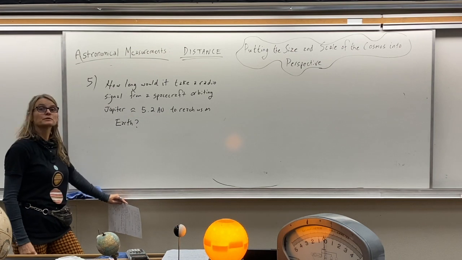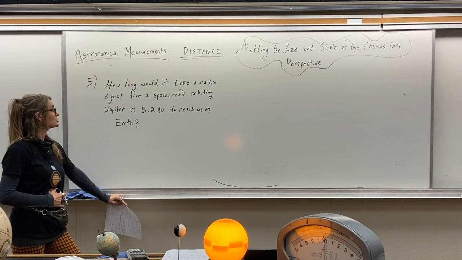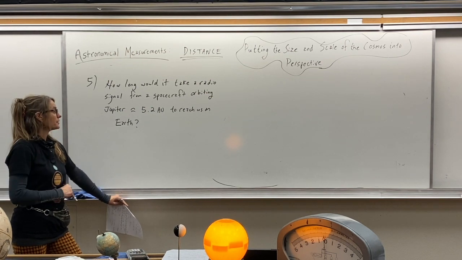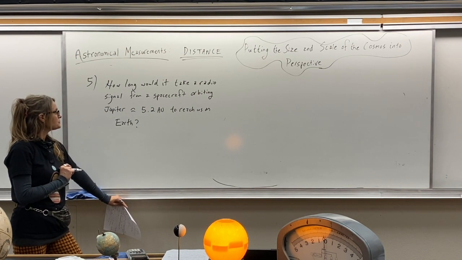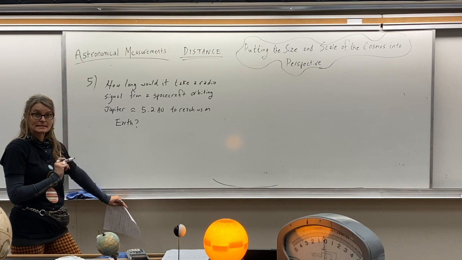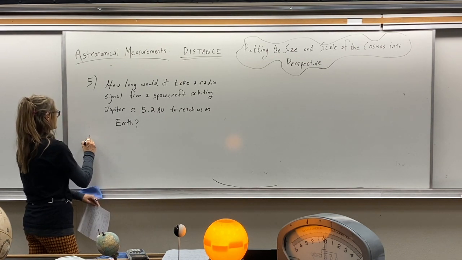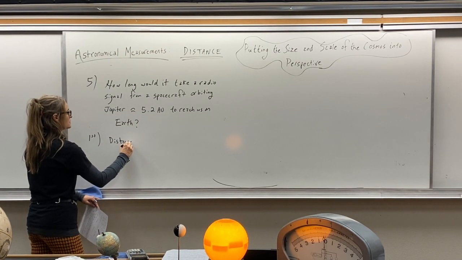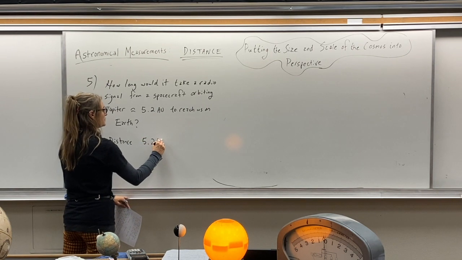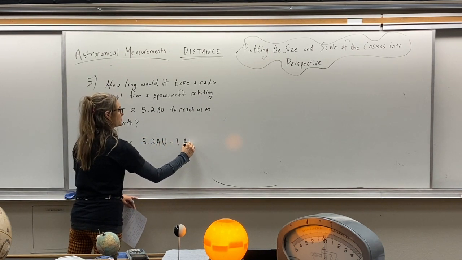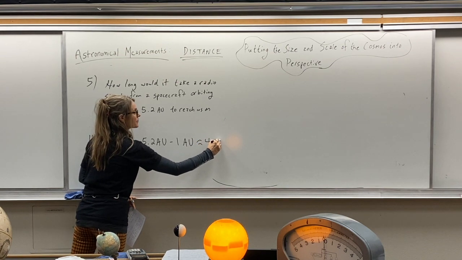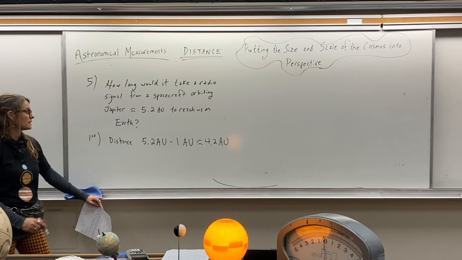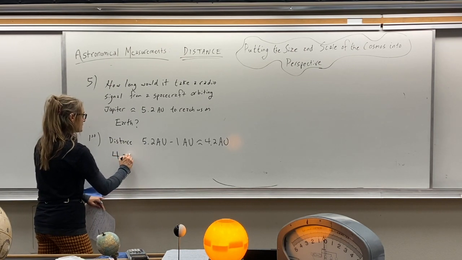How long would it take a radio signal coming from the spacecraft orbiting Jupiter at about 5.2 AU away to reach here on Earth? So 5.2 AU is with respect to the sun in this case. So first, what we want to do is our distance is 5.2 AU minus 1 AU, which is approximately 4.2 AU. And we want to have that distance in terms of meters. So what is 4.2 AU in meters?